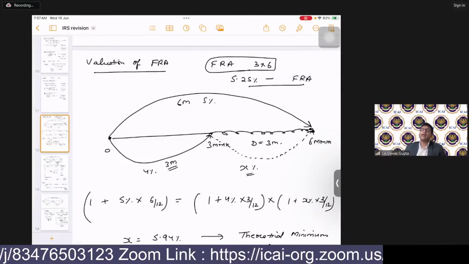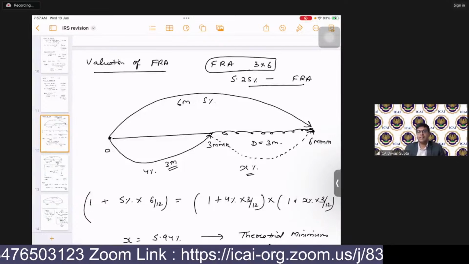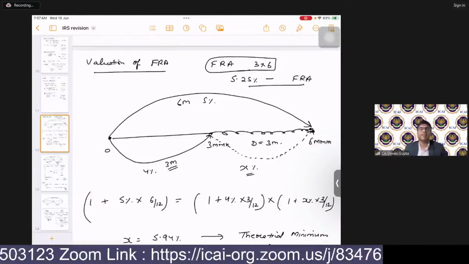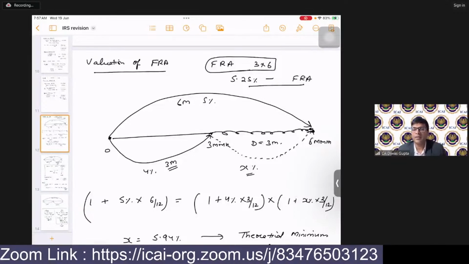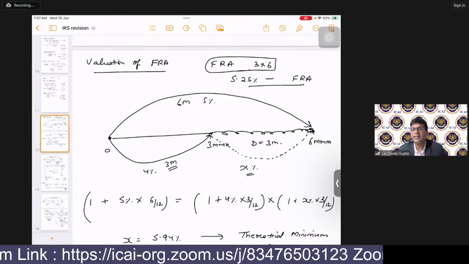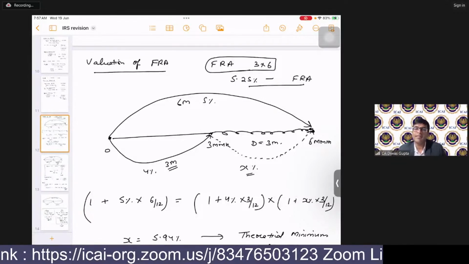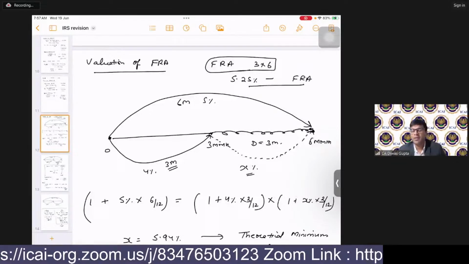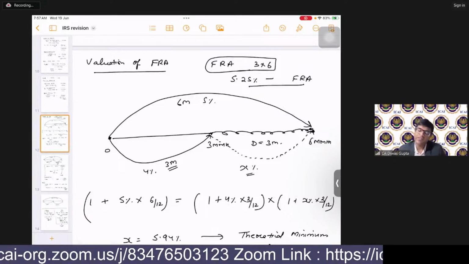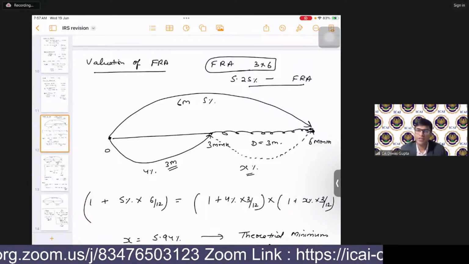Now, think about an FRA of 3 by 6. We're talking about the valuation of FRA now. Okay. Now, here, the valuation is for FRA 3 by 6. That means the borrowing will start after 3 months and it will end after 6 months. Duration is 3 months.